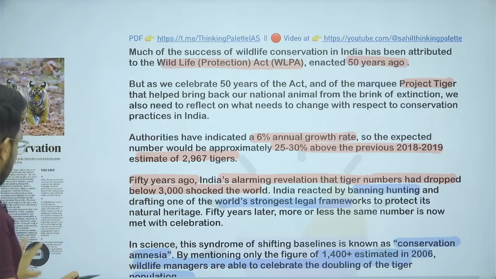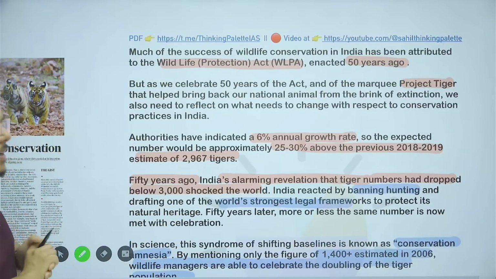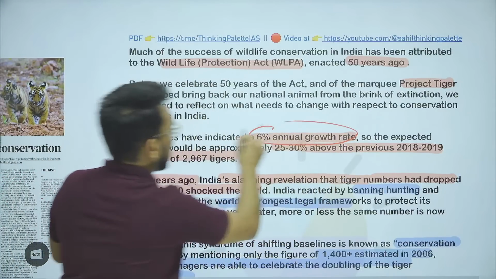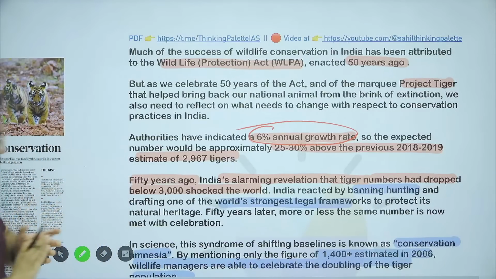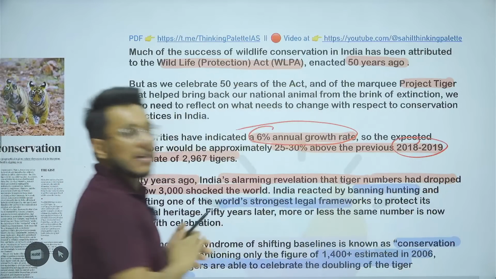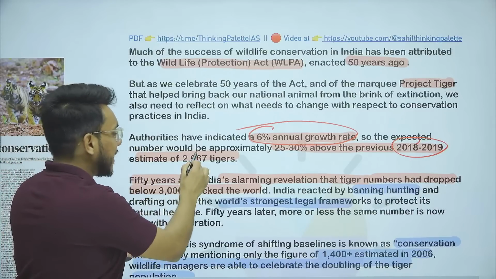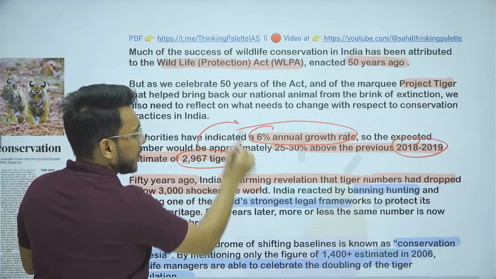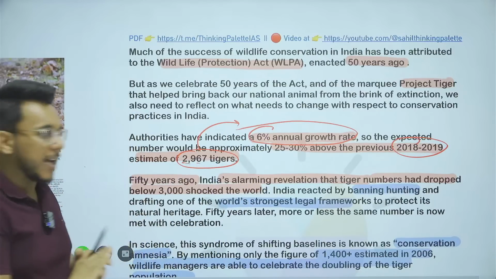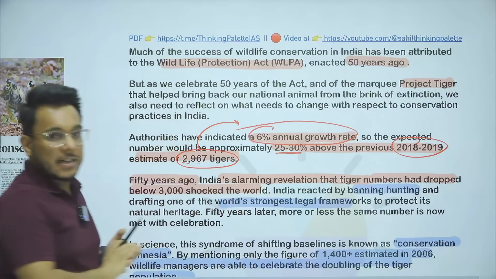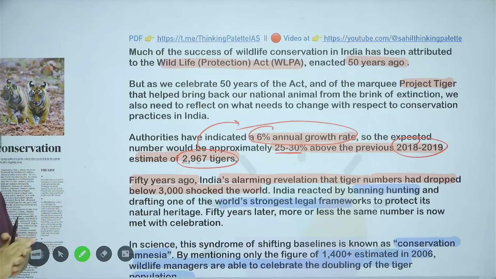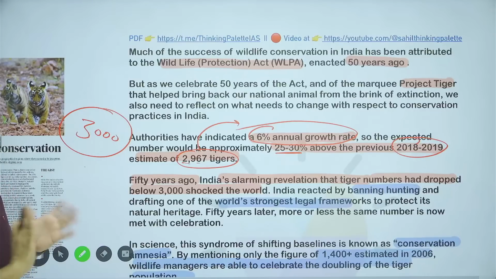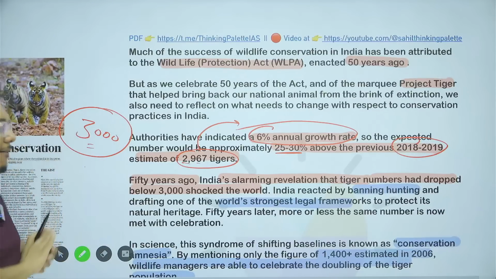Now as the tiger census has been conducted and preliminary data is coming, it is being said that there is a 6% annual growth rate in the numbers of the tiger. Since the 2018-19 tiger census, there were approximately 2,967 tigers. Above that, the tiger population has increased 6% annually. So in total, a 25 to 30% increase will be there in the numbers of tiger. So we are seeing that the tiger population is somewhere around 3,000, and the government is calling it a wide success.